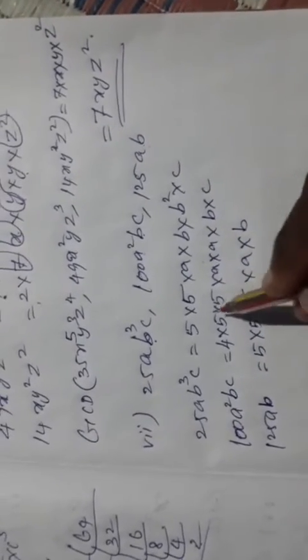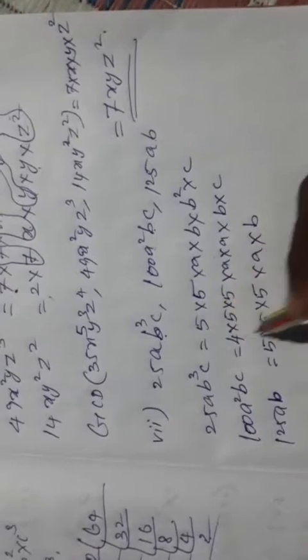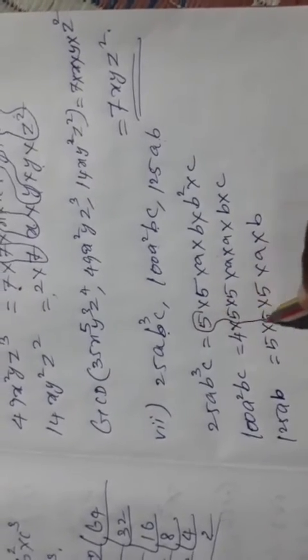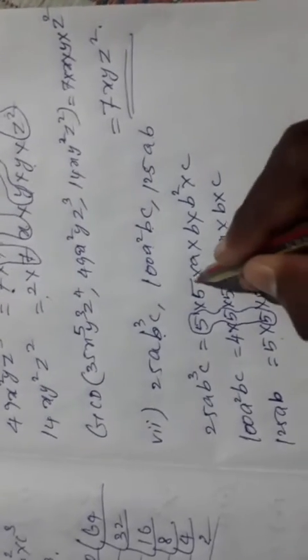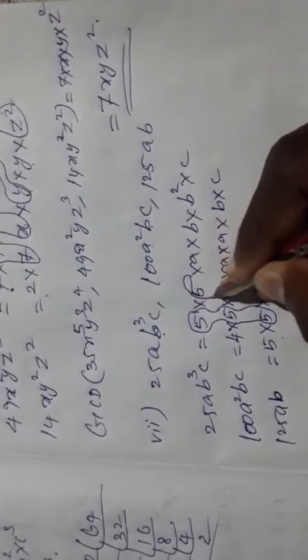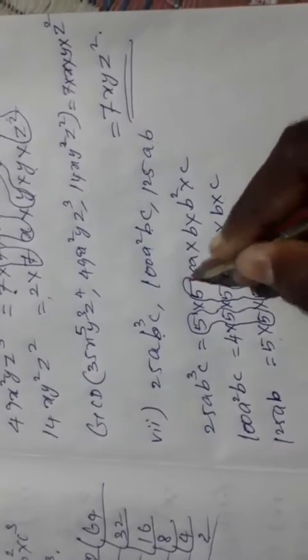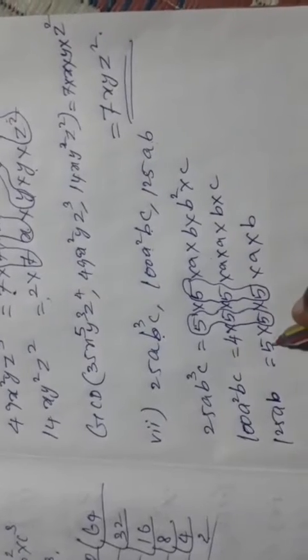So what is the common? See that in all the terms one 5 is common. But 4 and 5: here 4 is there, but the first and third don't have 4. Next, another 5 is common, but here another remaining 5 is there, but it is not repeated as common for the first and second ones. Therefore we cannot select this.